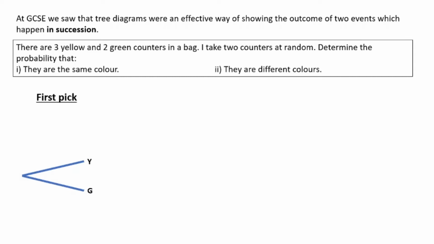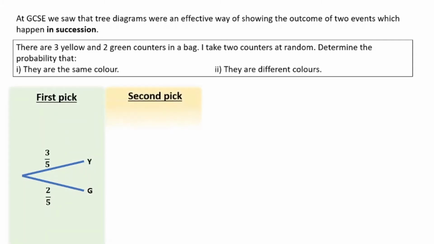Next, I'm going to label in the middle of the branch the probability of that specific outcome happening. The probability that I pick a yellow counter, there are 5 counters altogether, 3 of them are yellow, 3 over 5. The probability I pick a green counter, there's 5 of them altogether, 2 of them are green, 2 out of 5. So here are all the outcomes of the first pick.